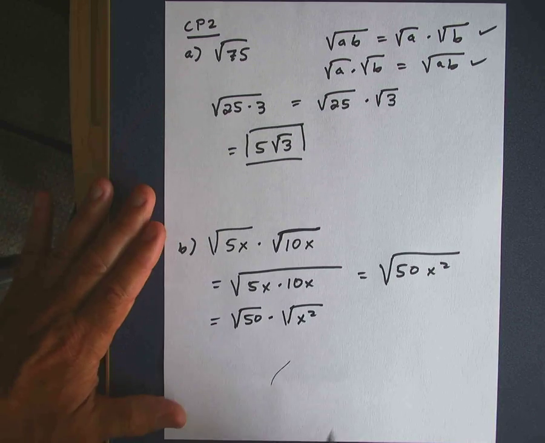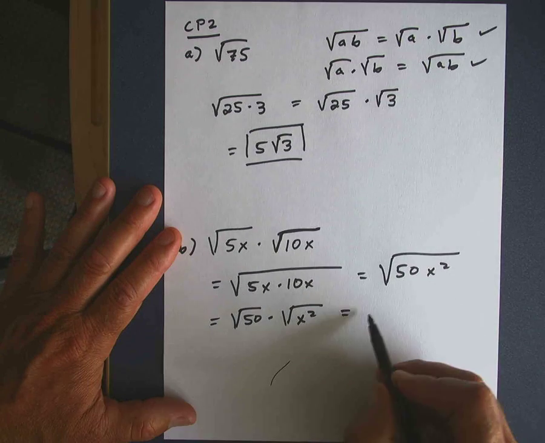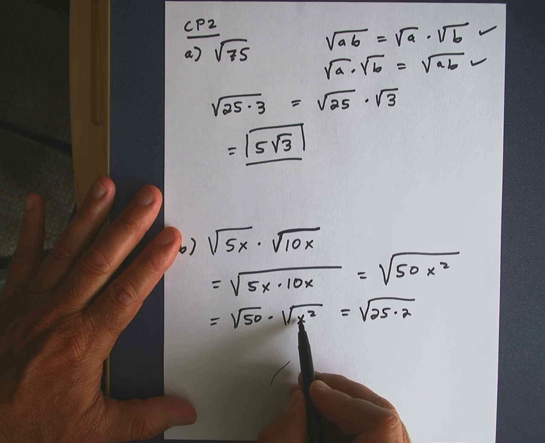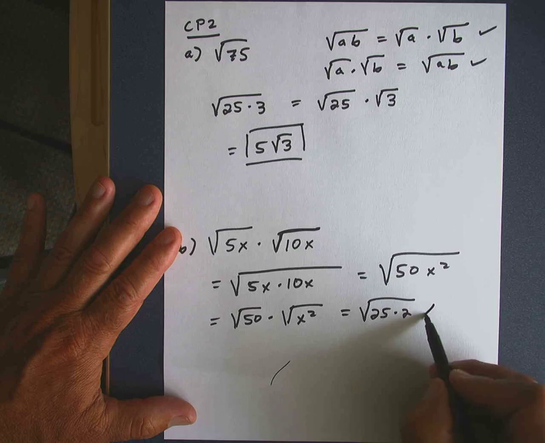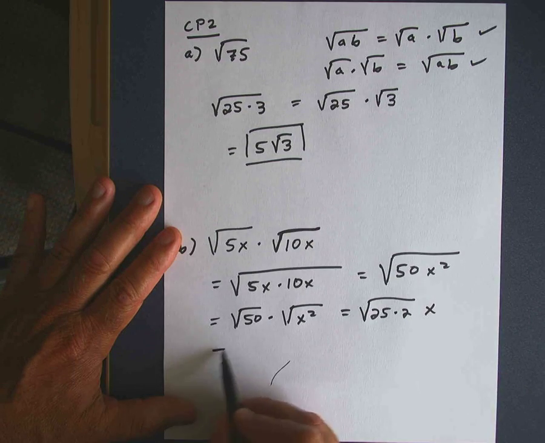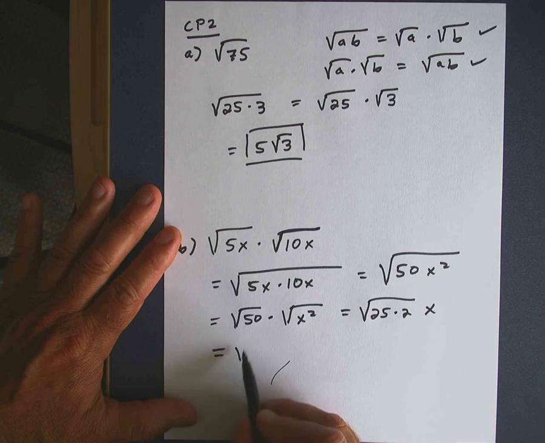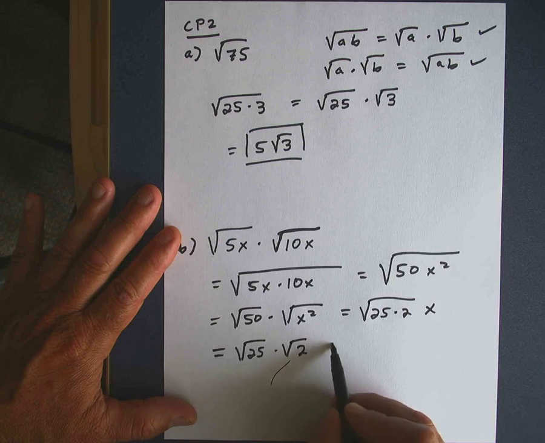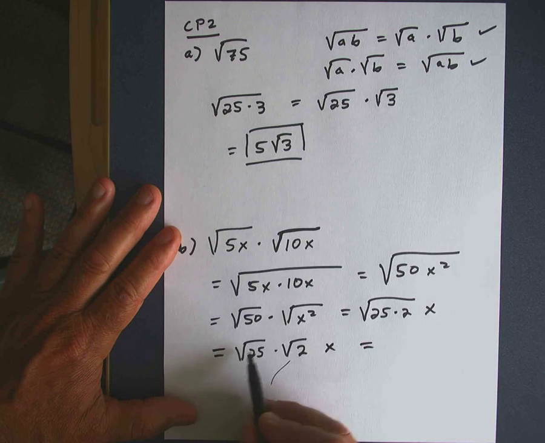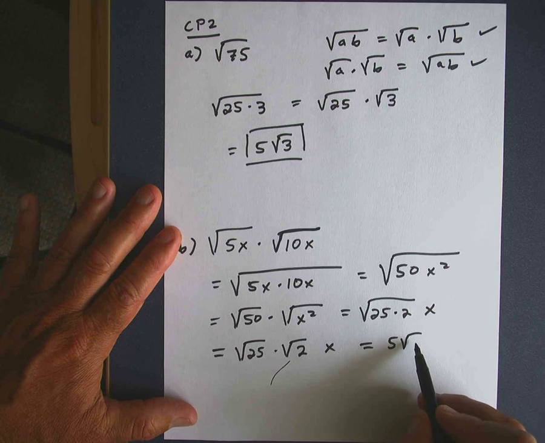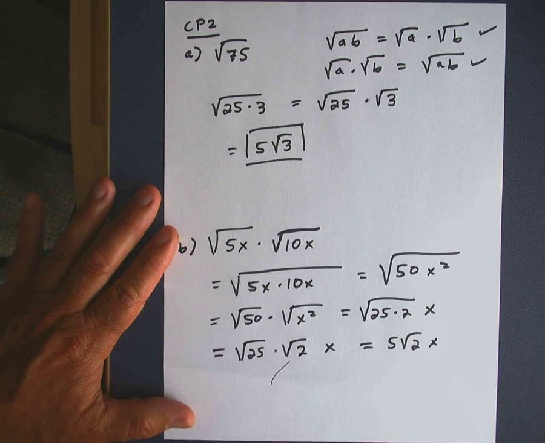50, we could split that into the square root of 25 times 2. For the square root of x squared, the number you multiply to get x squared is x, so this will be times x outside of the square root symbol. I can split this off and write it as the square root of 25 times the square root of 2, and then we have x outside already. The square root of 25 is 5. So this will be 5 times the square root of 2, times x.